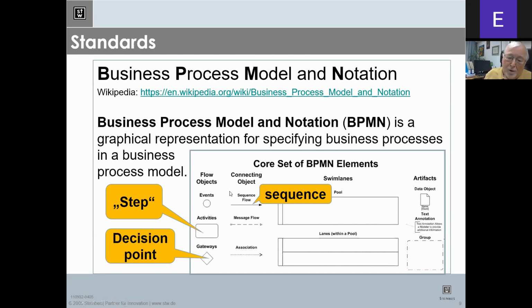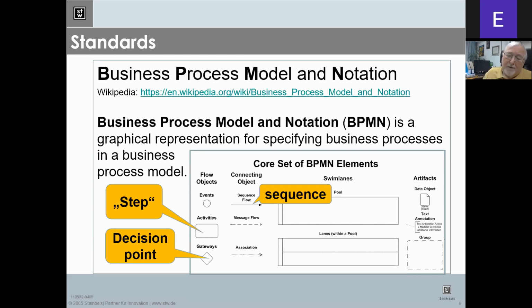You have here flow objects. In this category, you have events. An event is, for example, an email arriving. An activity can be, for example, making a record of an object. A gateway could be a decision: is this object in good condition to be entered in the collection or not, for example?